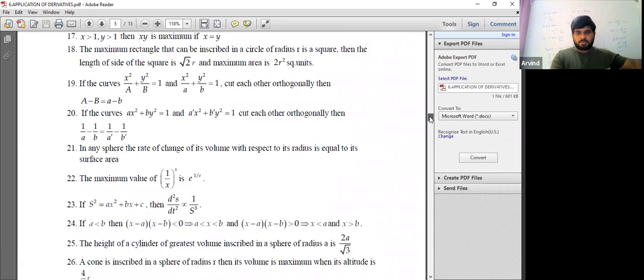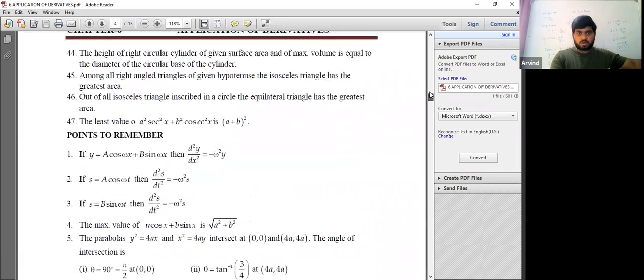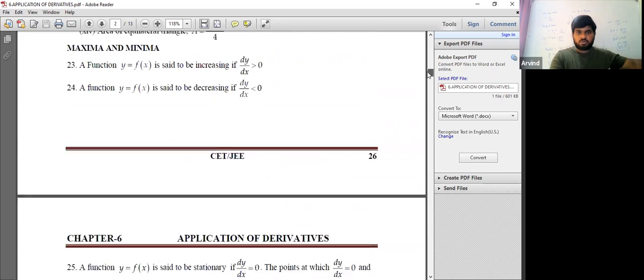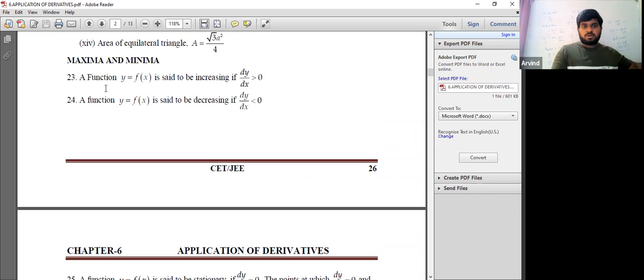And here in this chapter itself, in this PDF itself, all the synopsis is given. As you can see, all the synopsis is given. You can go through this: maximum, minimum, when is it increasing, when is it decreasing. All the required things are given.